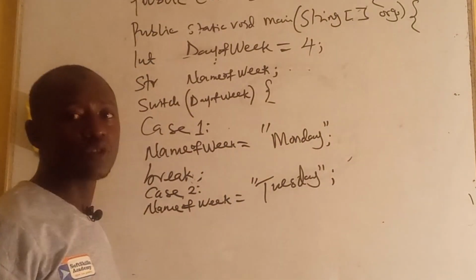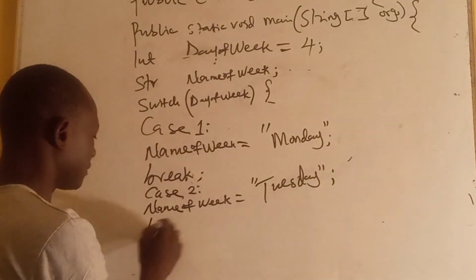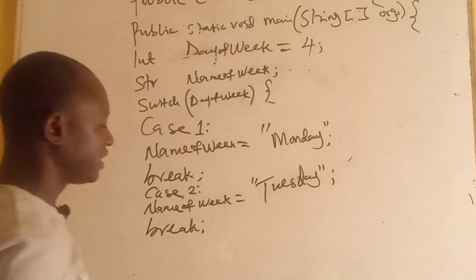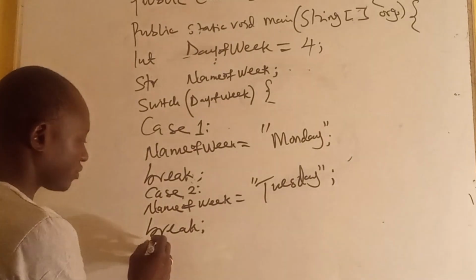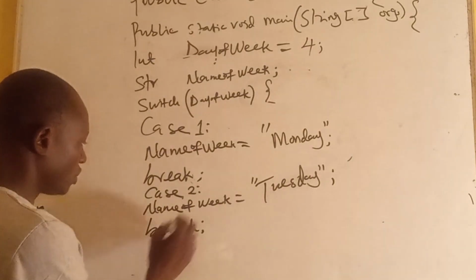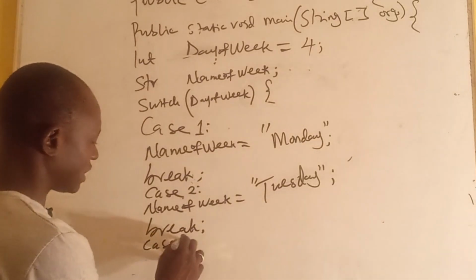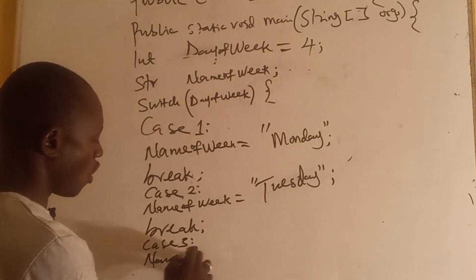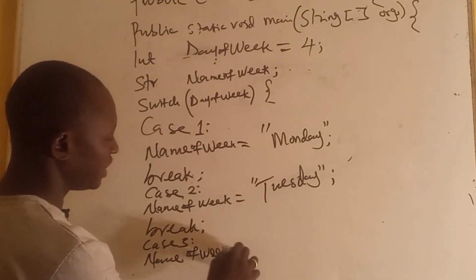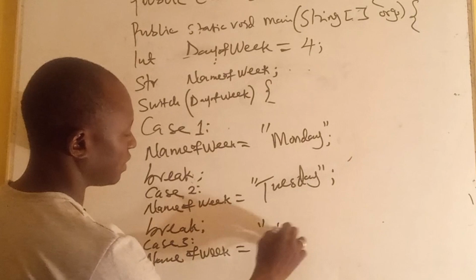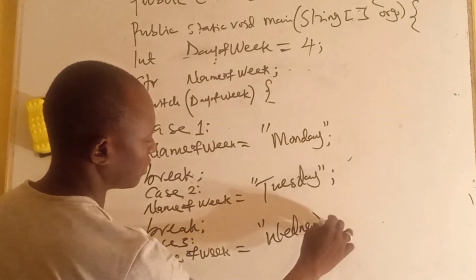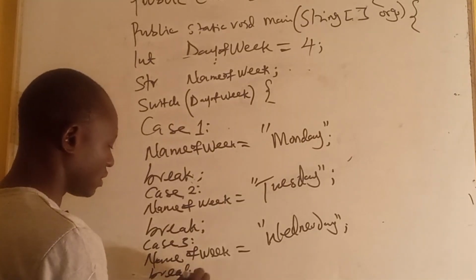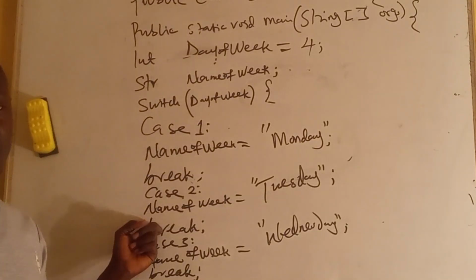You end this statement. Are we together? So here you break again. You end this statement. Again, you now continue. You now use case 3. Name of week is equals to Wednesday. You end this statement, use your break, and end the statements.